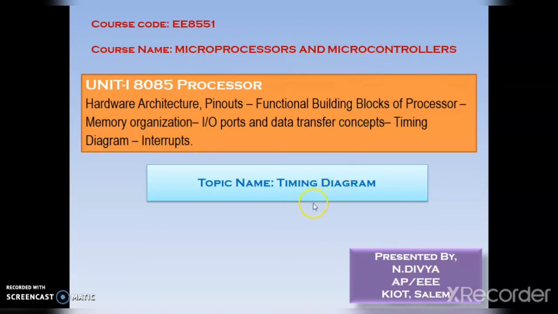In this video we are going to discuss the timing diagram for the opcode fetch machine cycle. Here the timing diagram means that the time taken to execute each instruction is represented in a graphical format called a timing diagram. So in this video we discuss how much time is taken to complete the opcode fetch operation in the 8085 microprocessor.